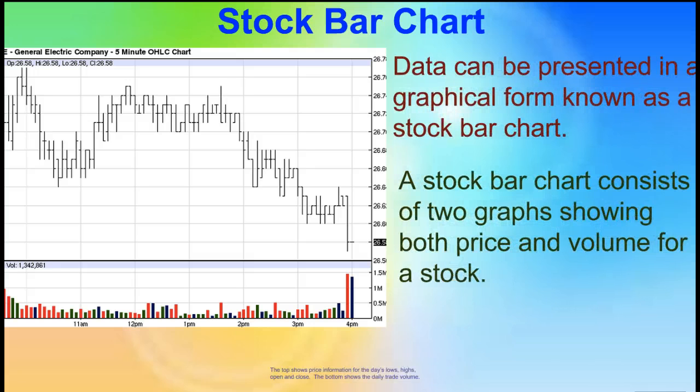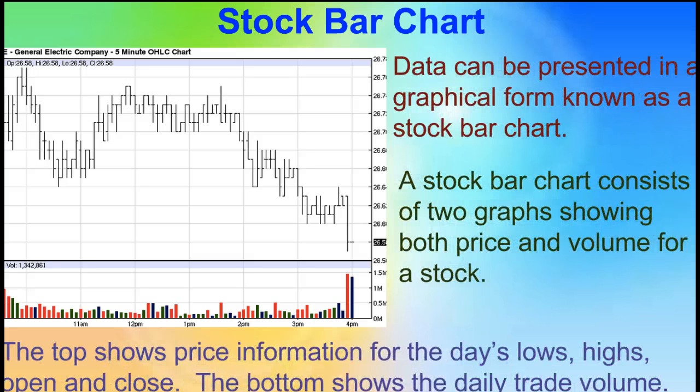Notice on this stock bar chart, this is for General Electric. There's actually two charts. The one on the top shows price and the one on the bottom shows volume. It tracks the day's highs, lows, open, and close. The bottom one shows the volume for the trade.